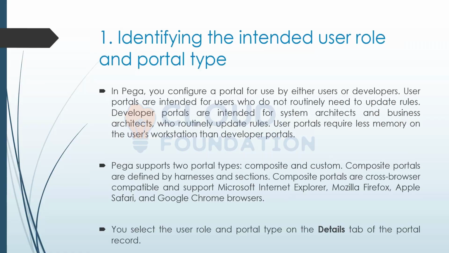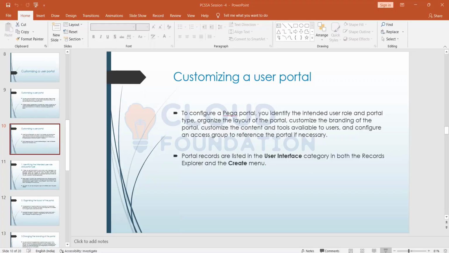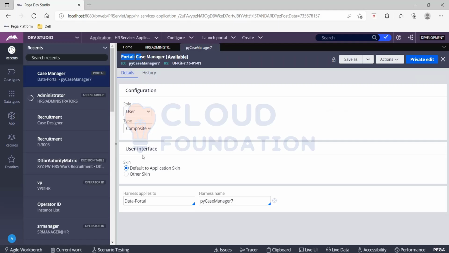The first thing is going to be identifying the portal type and the user. Right? So that is what we are going to do here. So we are identifying the type of the user. So what is the role? Is this portal specific to the end user or for the developer? Now, how can I decide this?